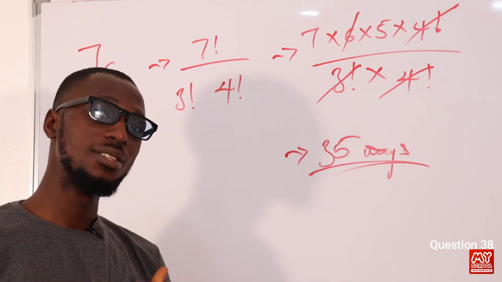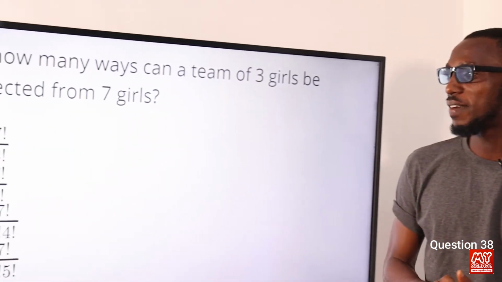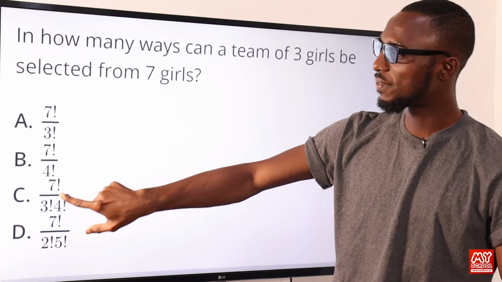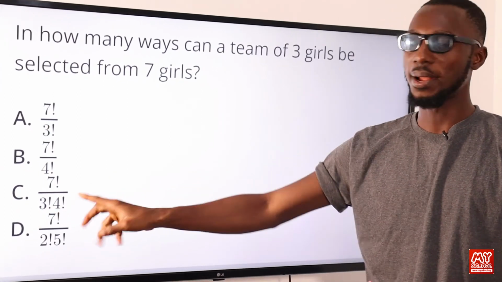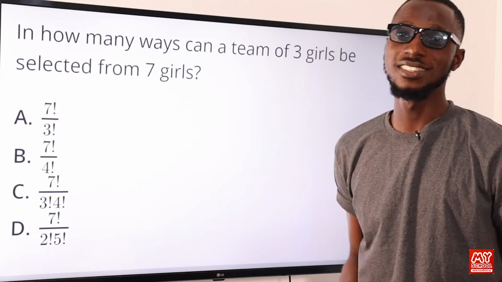So let's go back to the screen to see if we can select the correct option. Looking through the options provided, we can see they made it simpler. So this is our answer, 7 factorial over 3 factorial, 4 factorial. If we simplify further, then we have 35 ways. So this is the correct option.